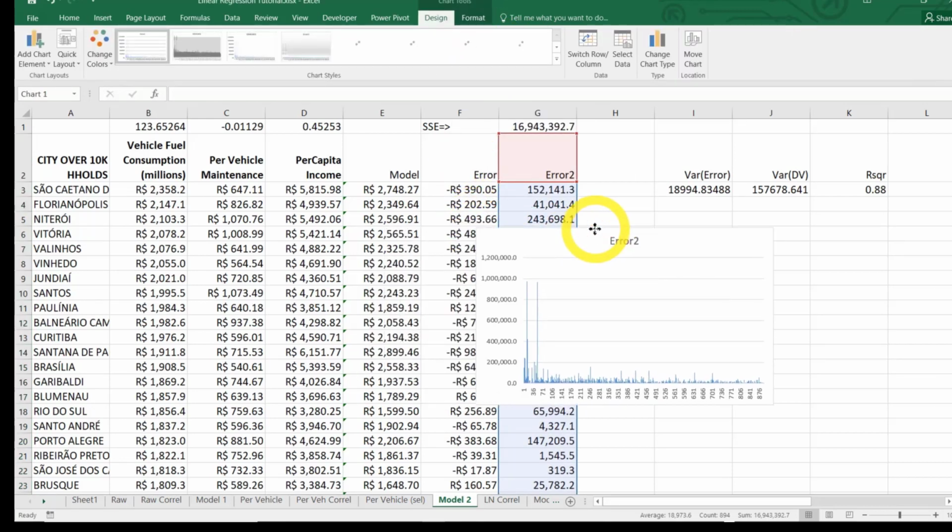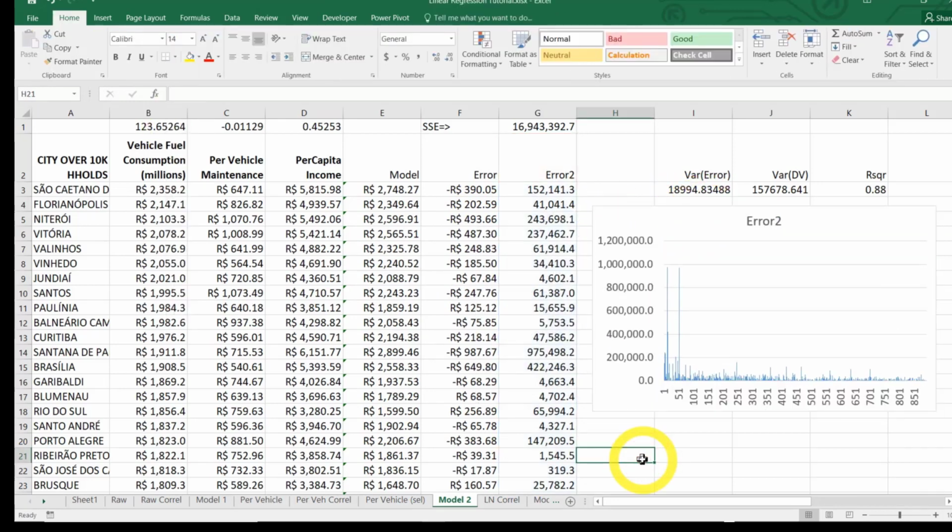Here are the squared errors. And again, remember that the first observation is the largest city, the city with the highest expenditure in fuel consumption, to the smallest. And you can see here that the errors tend to be bigger. The squared errors tend to be bigger for the largest city. This is what we call heteroscedasticity.